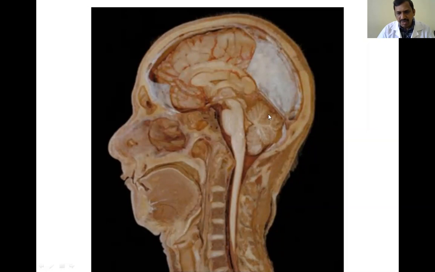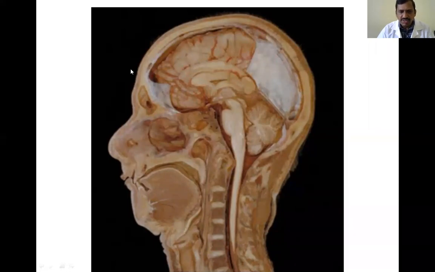Here you can see this is the cerebellum, and over the cerebellum, this fold of dura is called the tentorium cerebelli. Above, it attaches to this tentorium cerebelli. This white colored one is the falx cerebri. Okay, up to here, it lies like this. This is the falx cerebri.